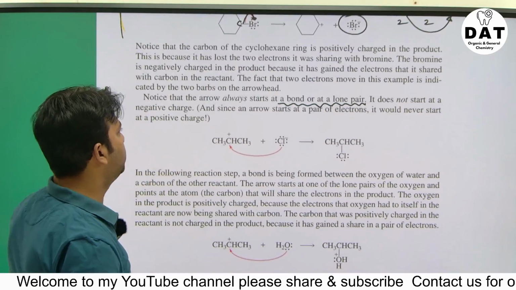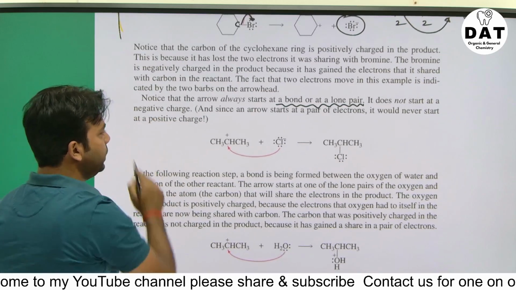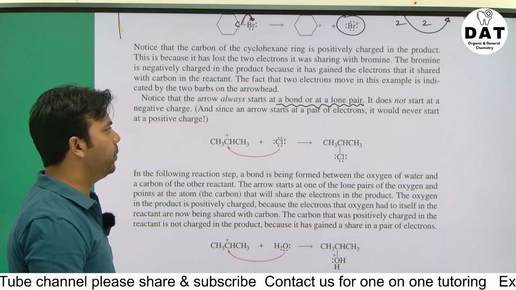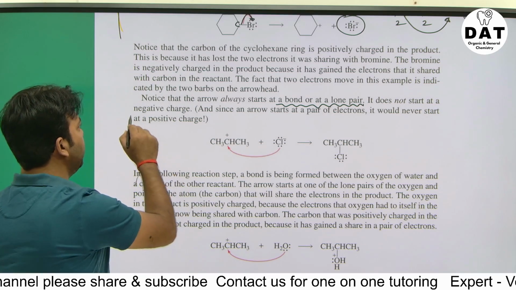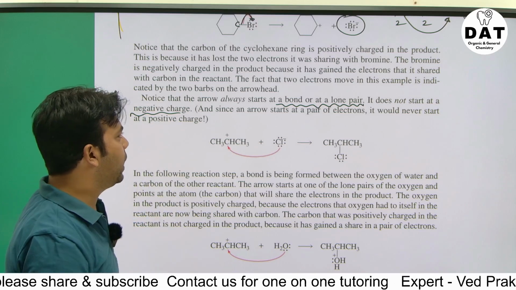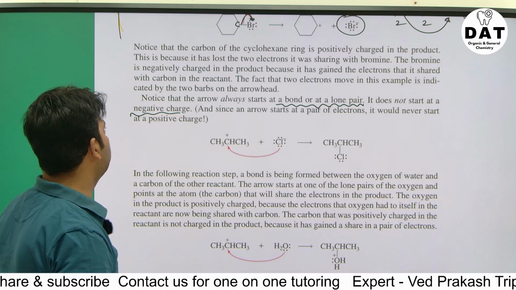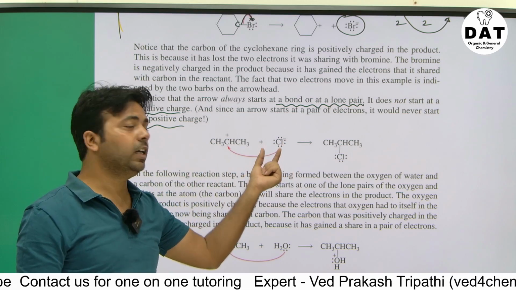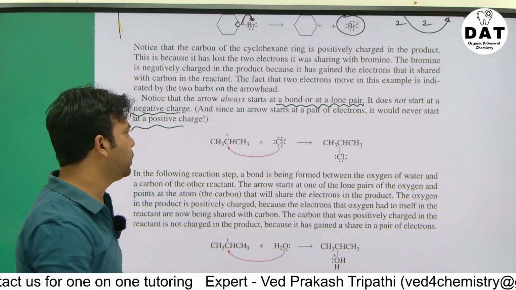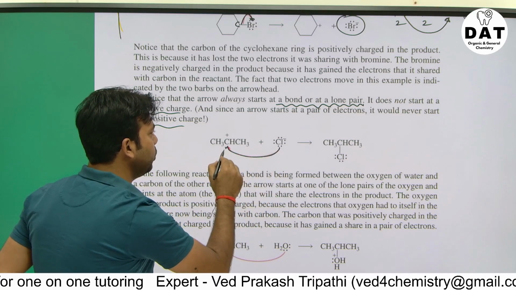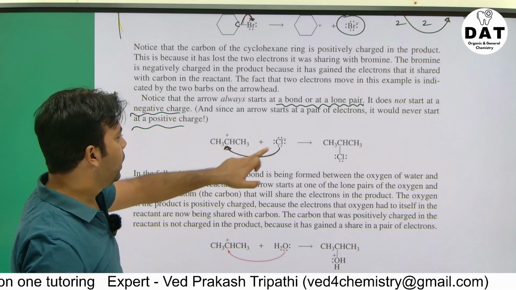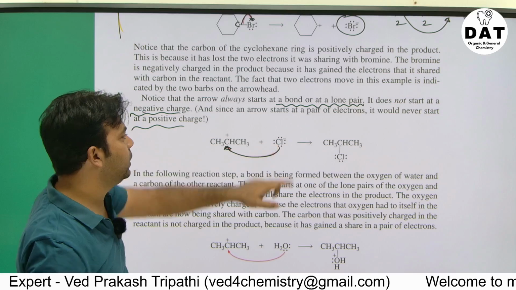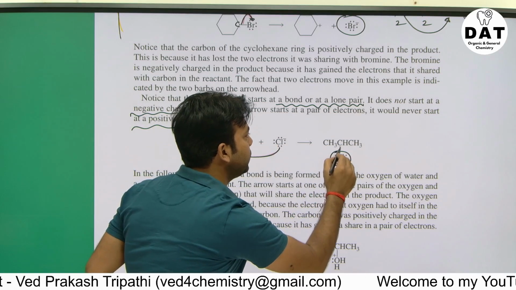Now the next point, notice that the arrow always starts at a bond or at a lone pair. It does not start at a negative charge, and since an arrow starts at a pair of electrons, it would never start at a positive charge. Clear? We all knew positive is electron deficient. Here Cl is electron rich, so it donates its electrons to the positive. That's why the arrow is like this, meaning the nucleophile attacks this electrophilic carbon. This arrow indicates there is a transfer of electrons, and that's why there is a bond between this CH and this Cl.